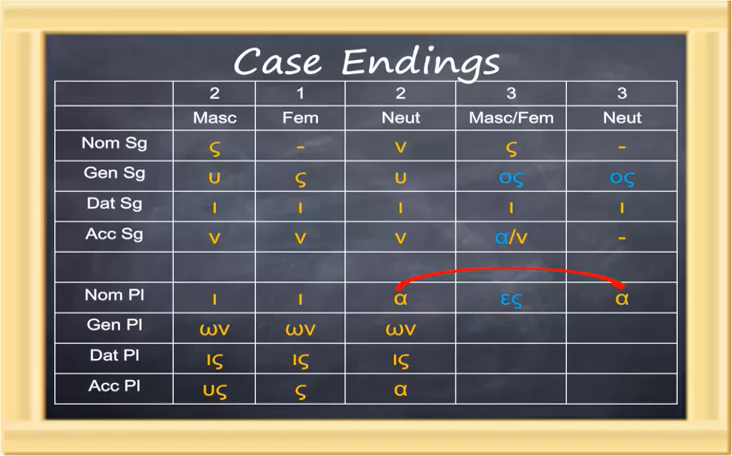In the nominative plurals, we have an epsilon sigma ending with the masculine and feminine. But the nominative neuter plural is an alpha, just like in almost every other case that we have seen.